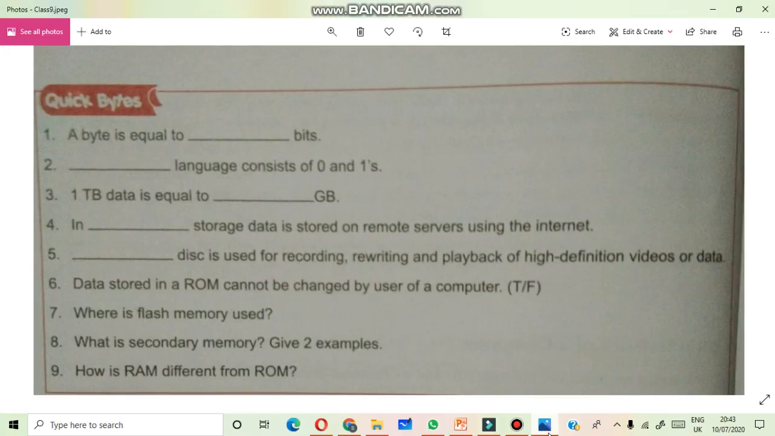Homework for today is: first 5 questions are fill in the blanks. Then the sixth question is true and false. Seventh question: where is flash memory used? Question number 8: what is secondary memory? Give 2 examples. Question number 9: how is RAM different from ROM?